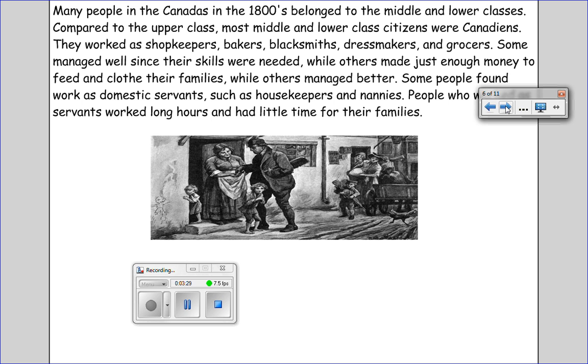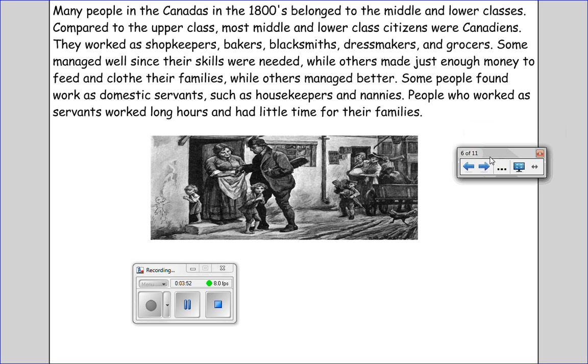Many people in the Canadas in the 1800s belonged to the middle and lower classes. Compared to the upper class, most middle and lower class citizens were Canadians. They worked as shopkeepers, bakers, blacksmiths, dressmakers, and grocers. Some managed well since their skills were needed, while others made just enough money to feed and clothe their families. Some people found work as domestic servants, such as housekeepers and nannies. People who worked as servants worked long hours and had little time for their families.